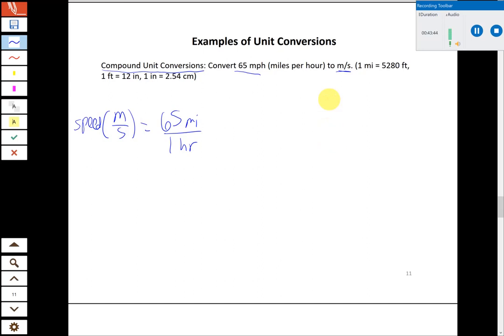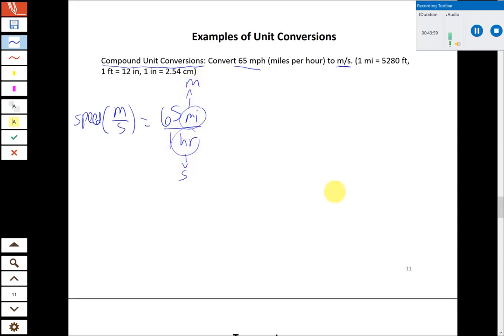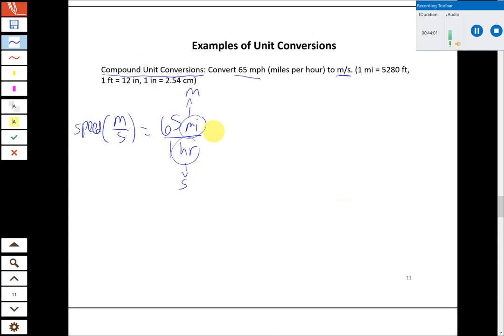And then what we want to be able to do is to get this into meters per second. We need to convert miles into meters, which we just did in the last slide in a few steps. So we want this to be converted into meters, and we want the time to be converted into seconds, and that would give us meters per second. We can do that in either order.